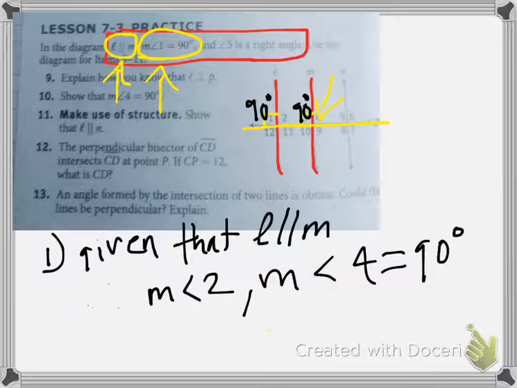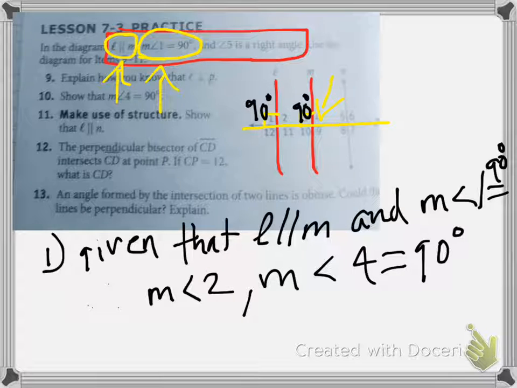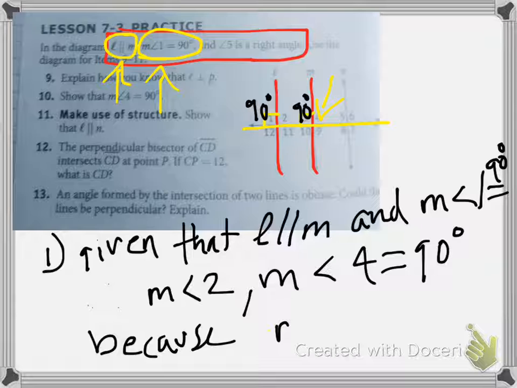Given that L and M are parallel and angle 1 is 90 degrees, sorry, it doesn't fit, therefore angle 2 and angle 4 are also 90, right? You can even put angle 3 on there, right? And then you can even put because M is perpendicular to line P, right? Alright, so that's the answer for number 10.